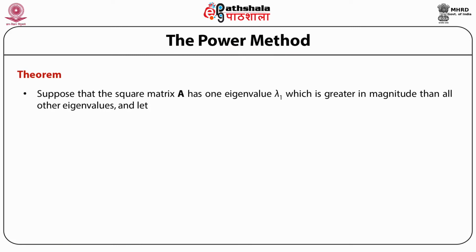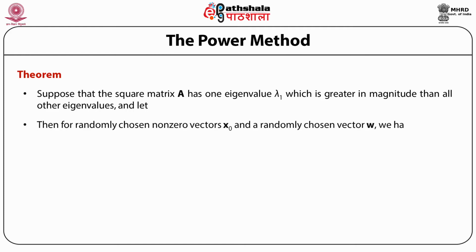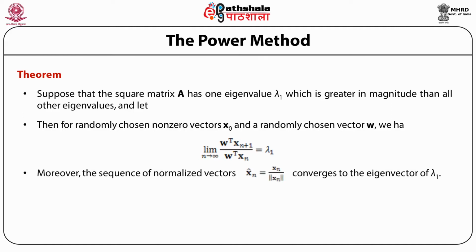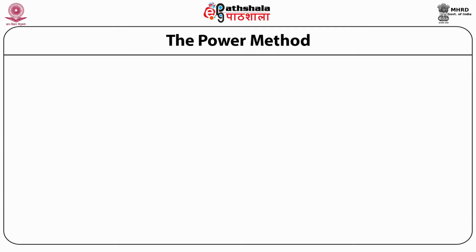Suppose that the square matrix A has one eigenvalue lambda 1 which is greater in magnitude than all other eigenvalues, and let x(n+1) = A xn. Then for a randomly chosen non-zero vector x0 and a randomly chosen vector w, we have limit n tends to infinity of w^T x(n+1) divided by w^T xn equals lambda 1. Moreover, the sequence of normalized vectors xn = xn / |xn| converges to the eigenvector of lambda 1. Now let us see its proof.